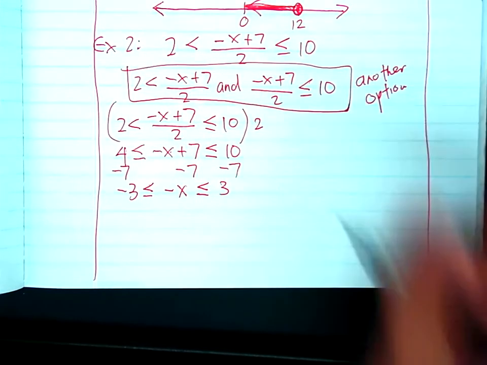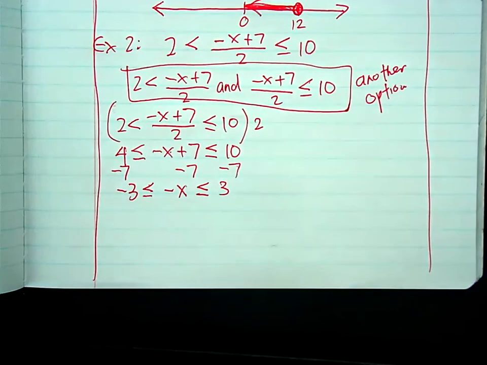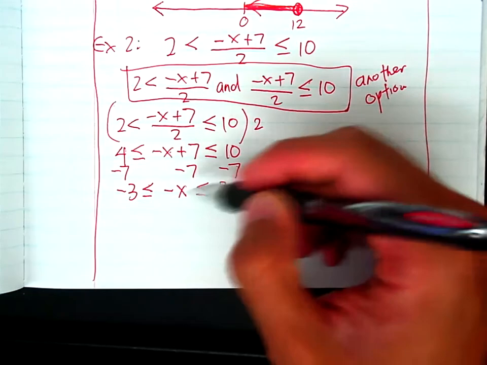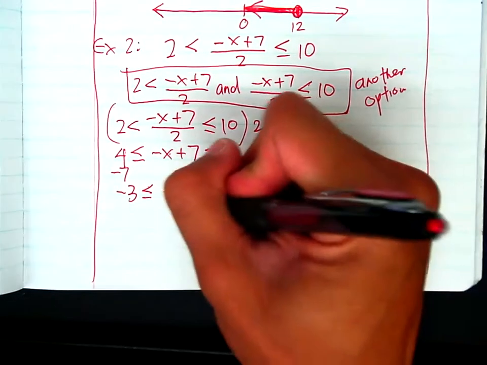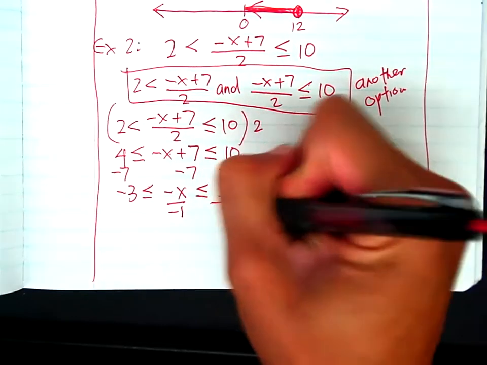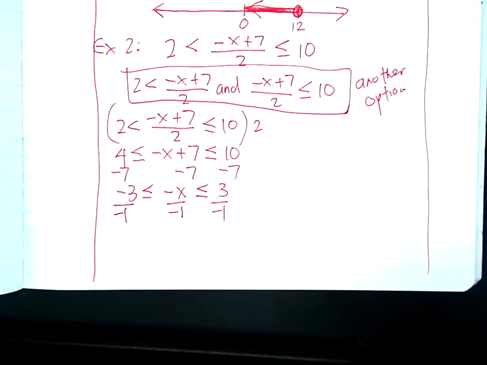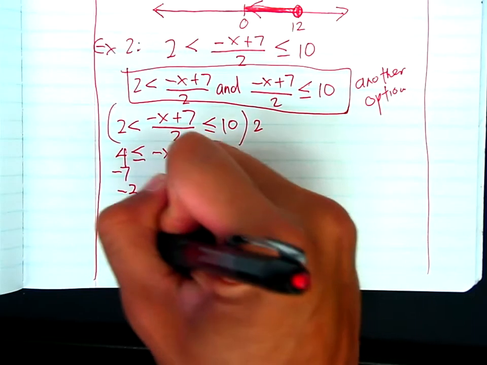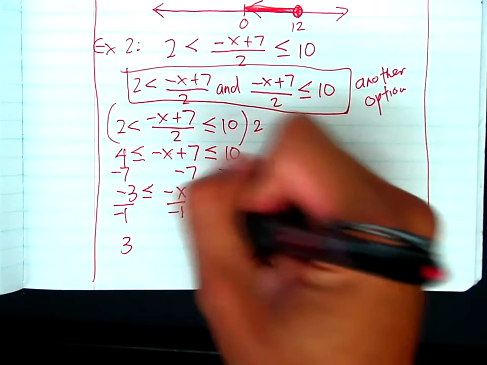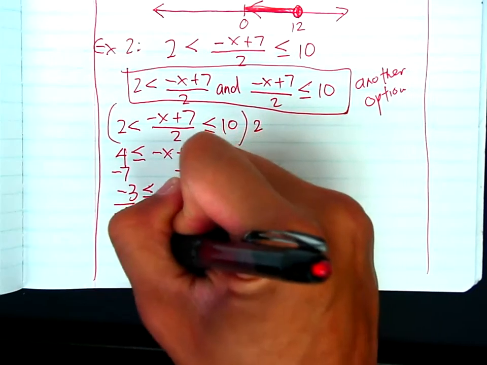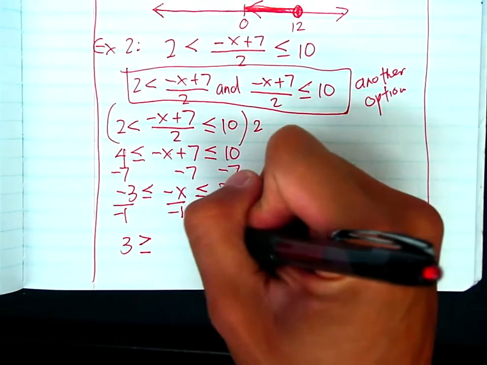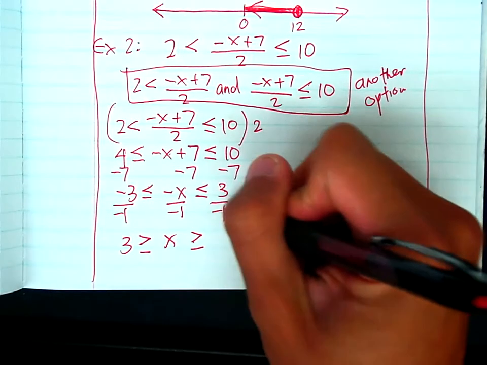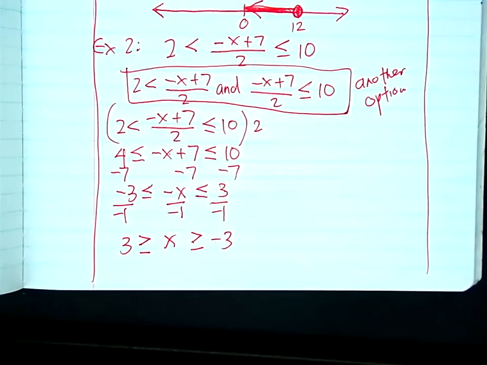At this point you could do a couple things. You can multiply the whole inequality by negative 1, or you could divide each term by negative 1. I'm going to divide each term by negative 1, just because that's what I'm used to. It's essentially the same thing. Negative 3 divided by negative 1 is positive 3. Since I divided by a negative number, I have to switch all the signs. So this one's going to be now greater than or equal to. Negative x divided by negative 1 is x. And then 3 divided by negative 1 is negative 3.